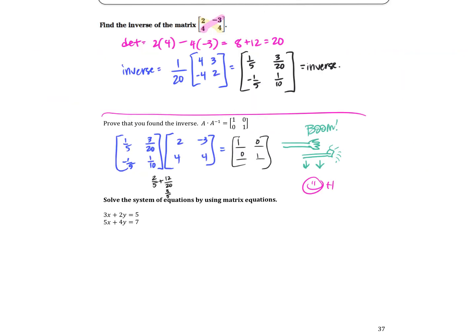You're like, why have I learned determinants, inverses, and all that jazz? It's because we can solve systems of equations. We've graphed to solve them before, we've done substitution, we've done elimination. You can also use matrices to solve a system of equations. Yeah, I know, it's crazy. It is crazy. So here's the deal.